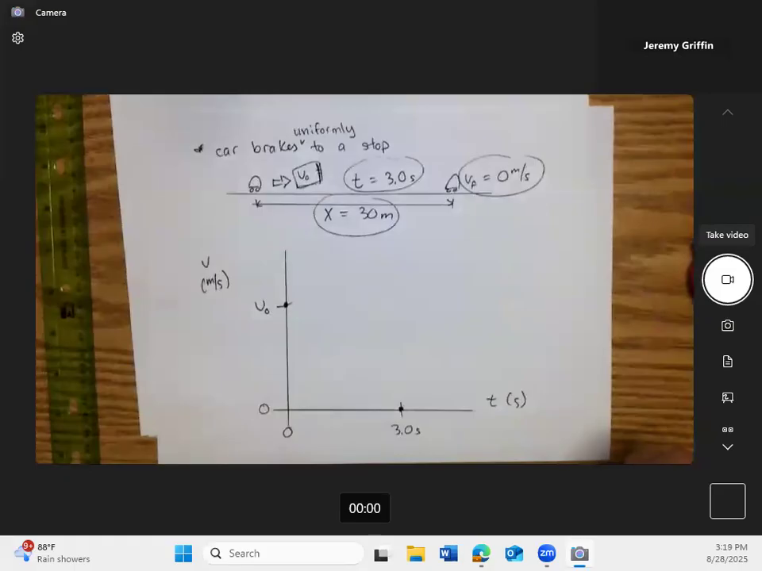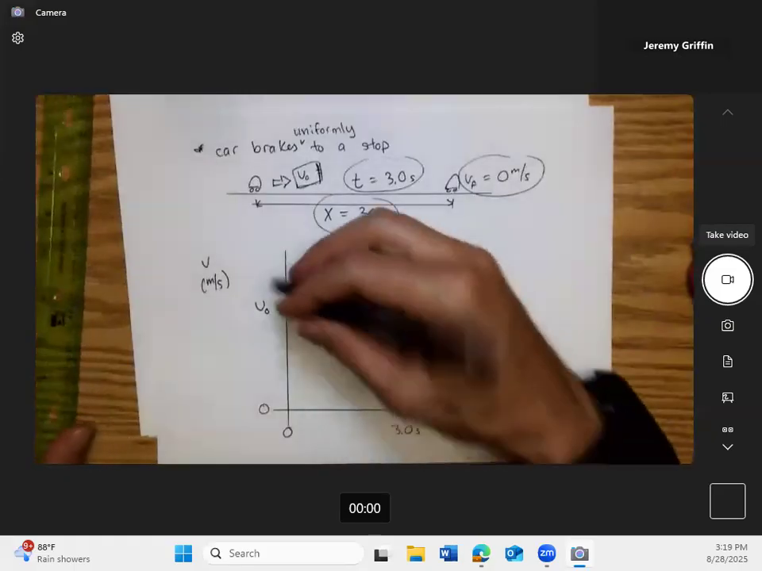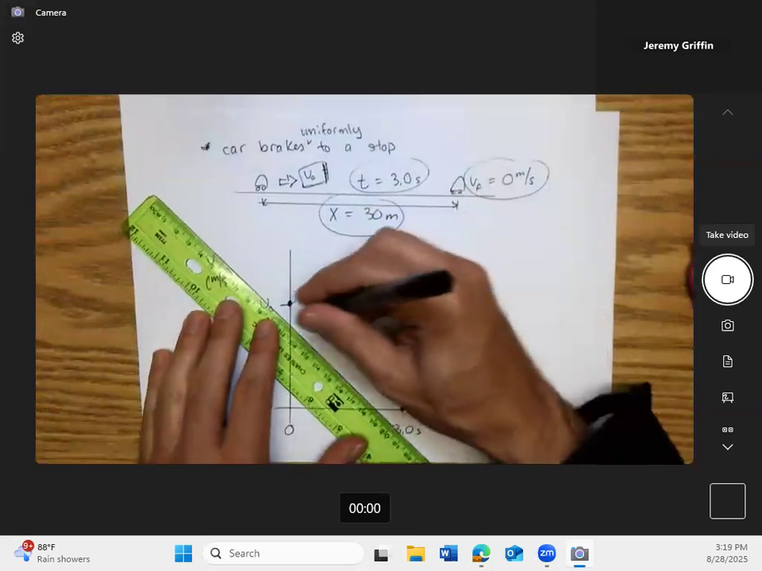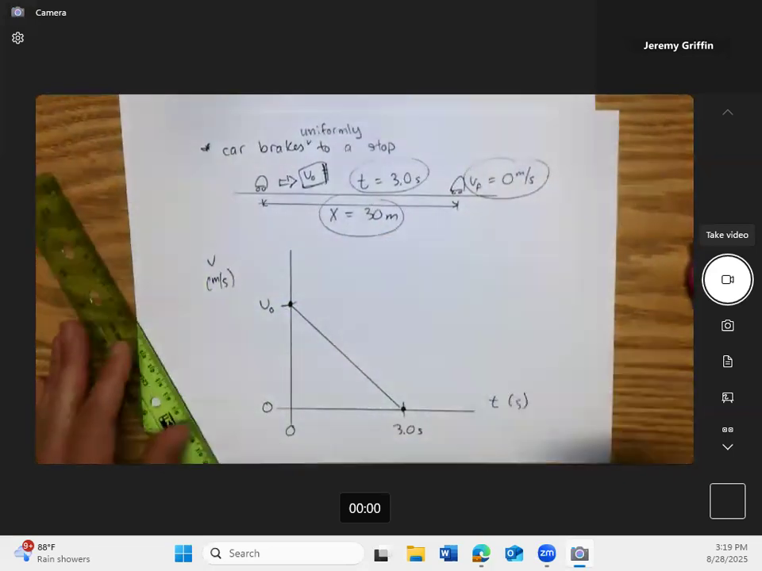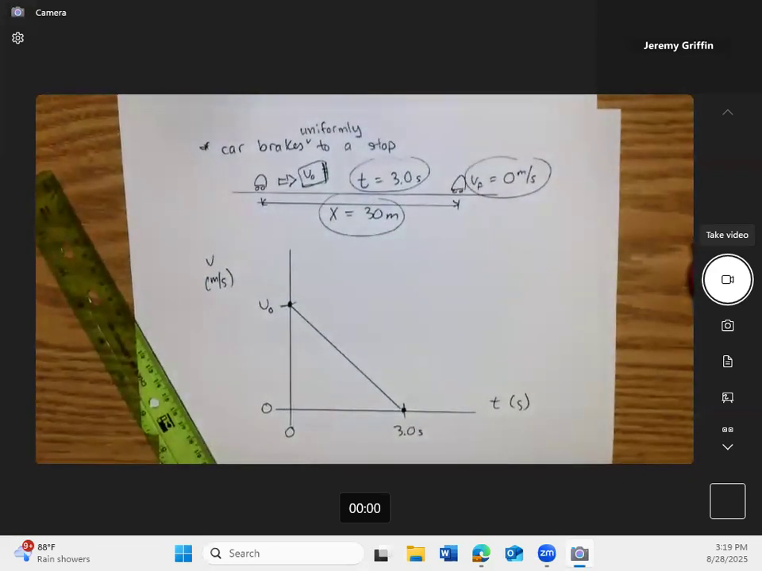What do you think is going to connect those 2 points? Straight line, straight line. Yep, straight line. Zip. That's the graph right there. Okay.